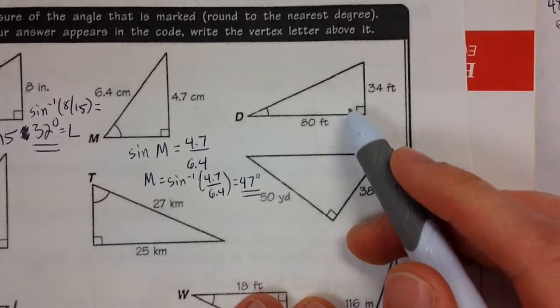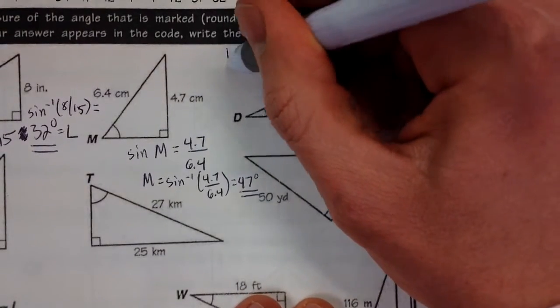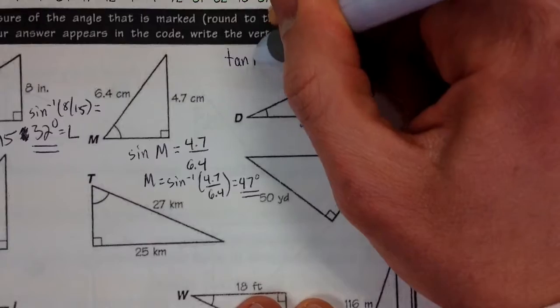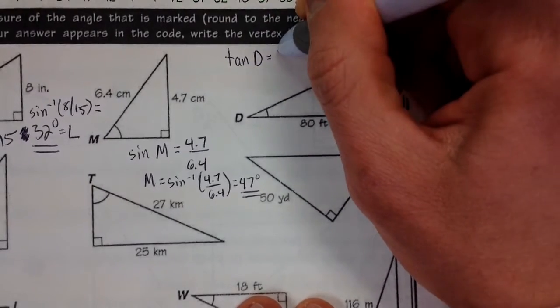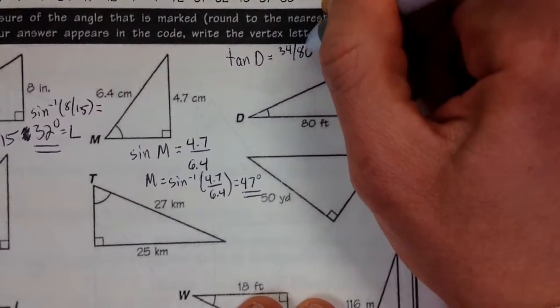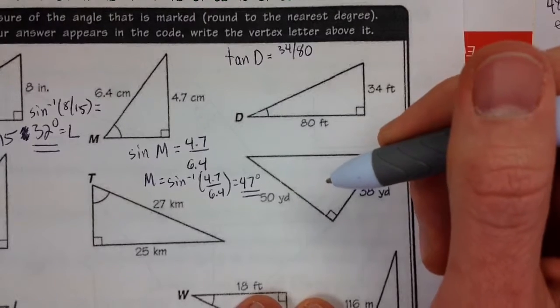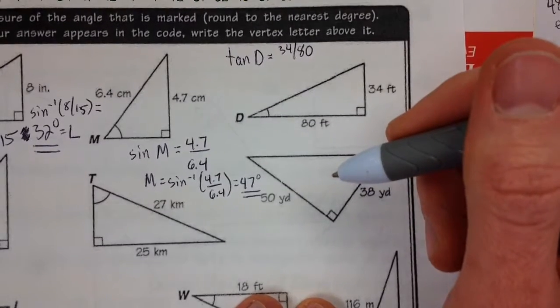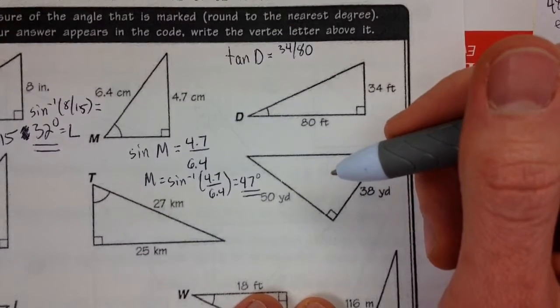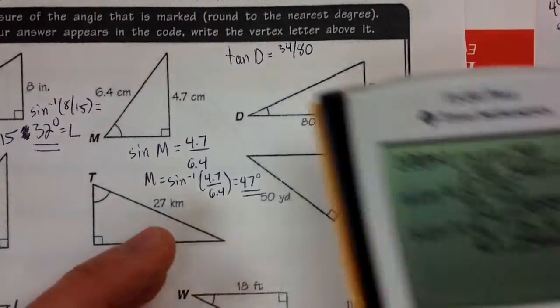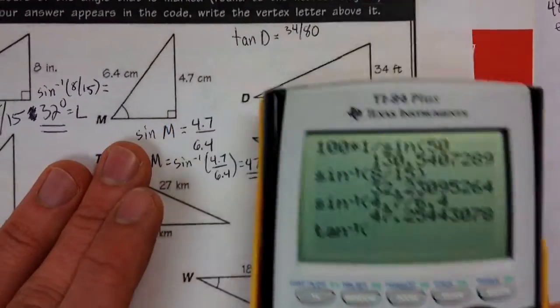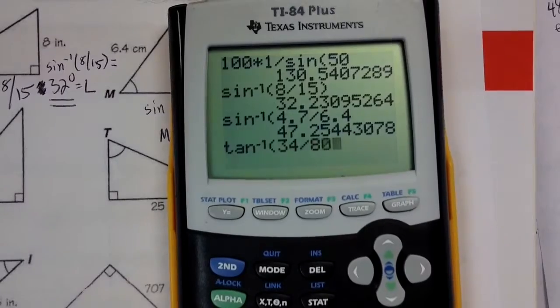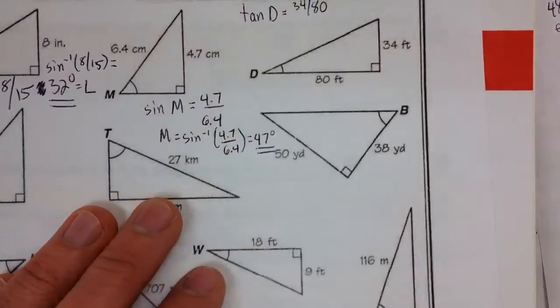Darian, next one. What would you do? I did tangent. I did 34 over 80. Yep, tan of D equals 34 over 80. Very good. And I'm pretty sure I got 23. And how did you get that? I did the inverse of tan. Very good. Inverse tan of 34 divided by 80, 23 degrees.